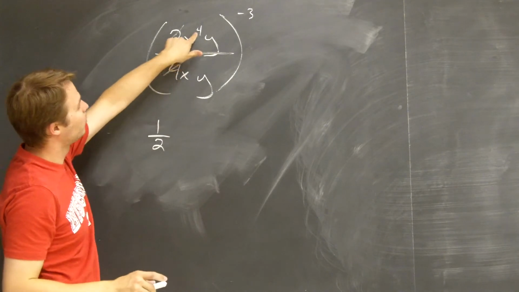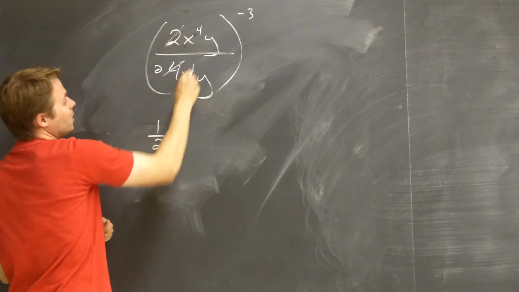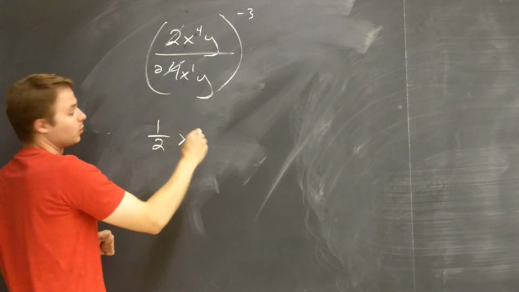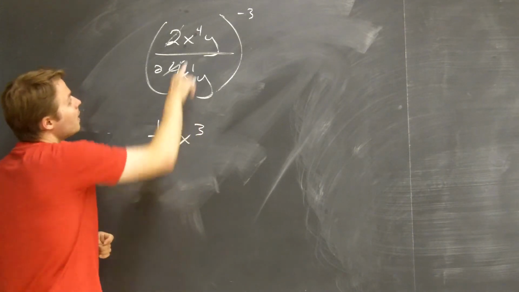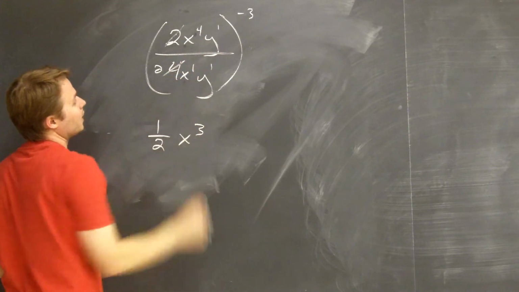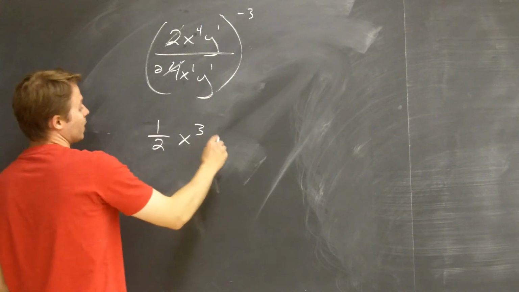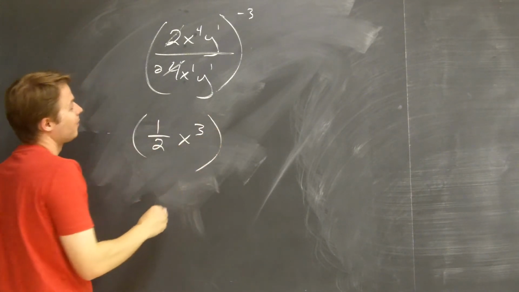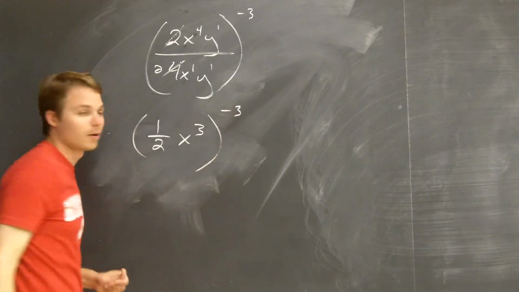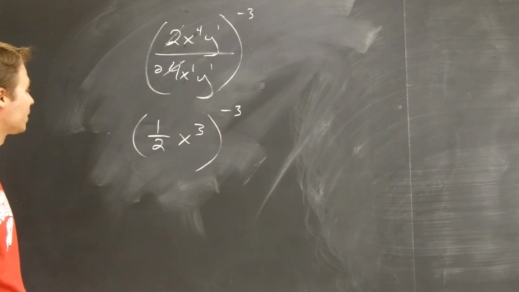Then I can say x to the fourth divided by x to the first. That'll be x to the 4 minus 1, so that'll be x cubed. Then y to the first divided by y to the first is just going to be 1, so these will actually cancel out. So I'm just left with 1/2 x cubed, all of that raised to the negative third power.